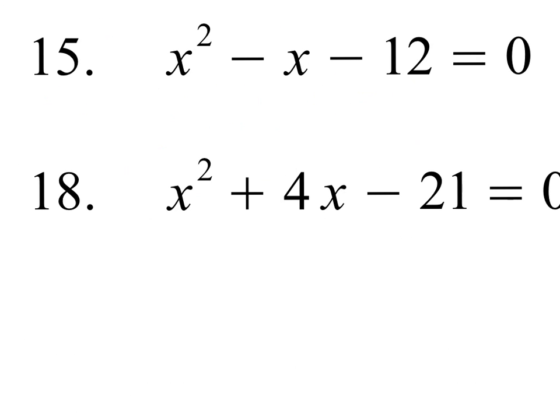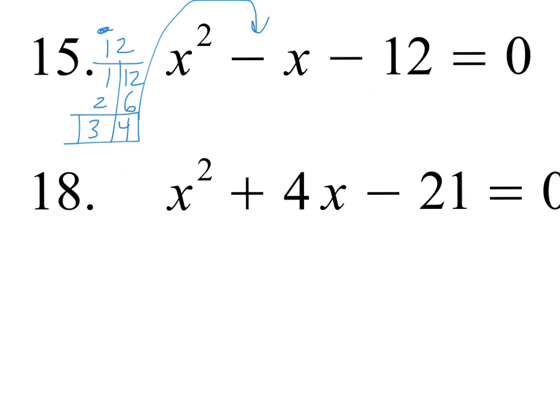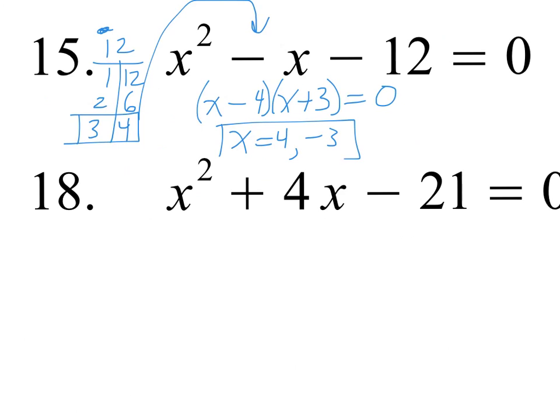So now, for this problem, you have to come up with 2 numbers that multiply to negative 12. Let's do 12. We'll look at the differences. 1 times 12, 2 times 6, 3 times 4. In this case, 3 and 4 have a difference of negative 1. That's going to match the middle term. So it's x minus 4 times x plus 3. The two values are x could be equal to 4, but x could also be equal to negative 3.